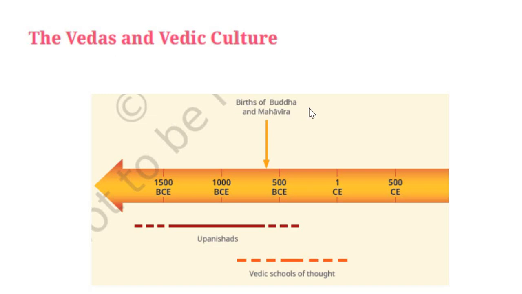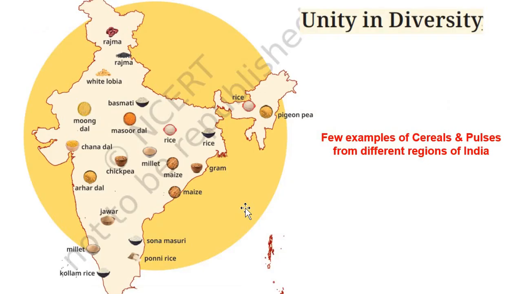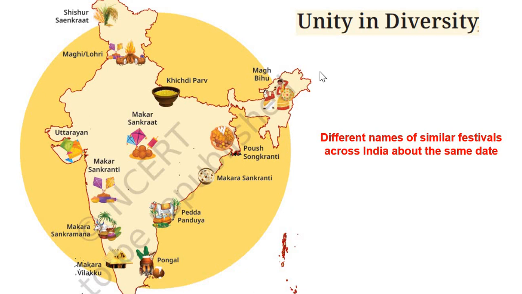And this is quite related to the birth of Buddha and Mahavira. Again, what was the timeline of the various Upanishads? You will learn about this in this chapter. And after that, we have the very important chapter on unity in diversity. You can see here two examples. One being example of cereals and pulses from different regions of India. And again here in this figure, you can see different names of similar festivals across India but the same date.